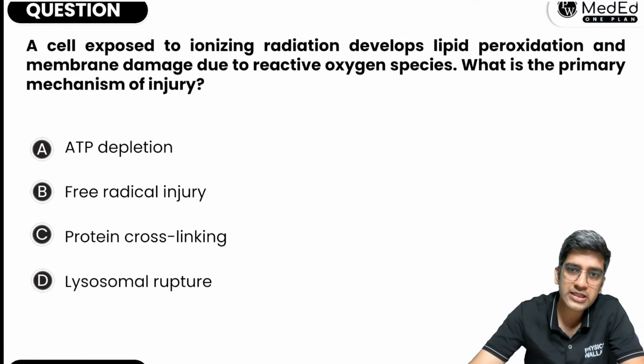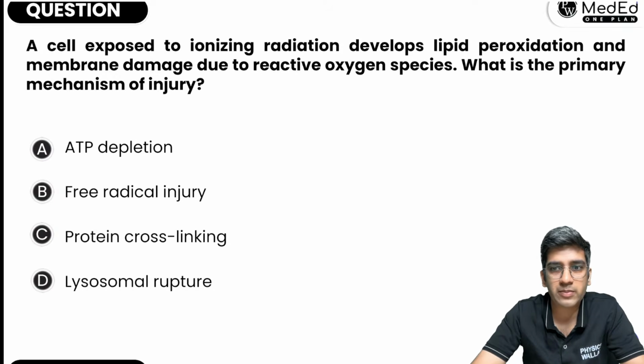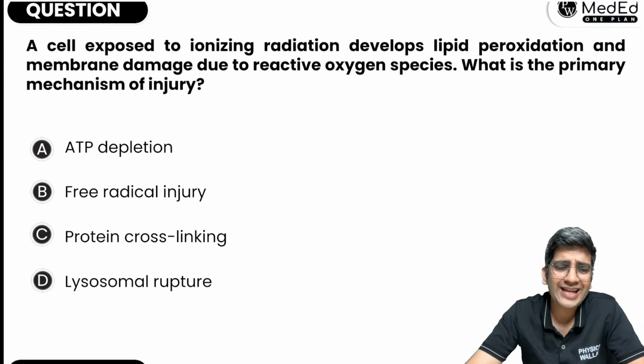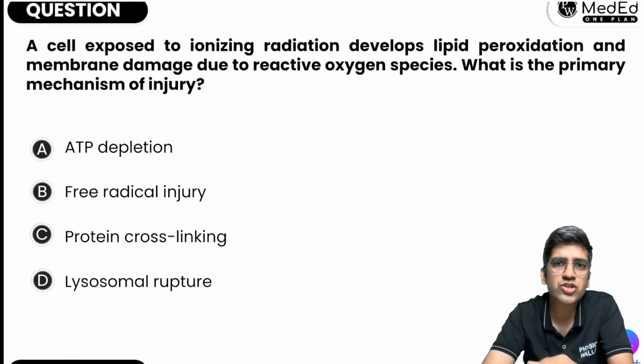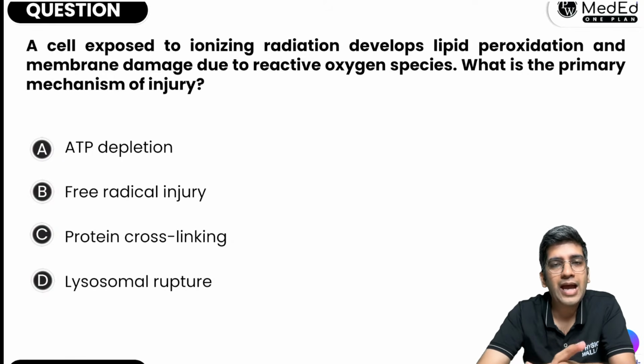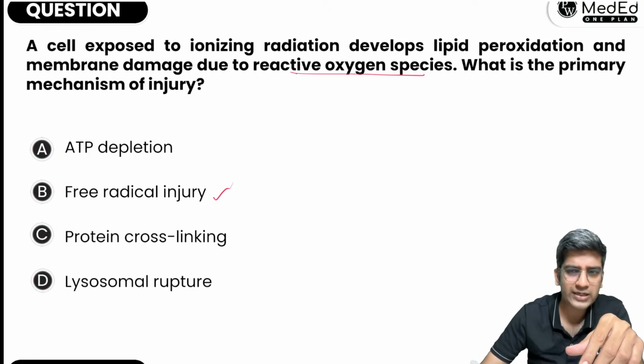Oval fat bodies are the urine microscopic finding of the lipid excreted in minimal change disease. Next, cells exposed to ionizing radiation. Anything exposed to ionizing radiation will have reactive oxygen species, which cause lipid peroxidation of the membrane, protein denaturation and DNA damage. The mechanism of injury is simple free radical injury, or reactive oxygen species mediated damage.